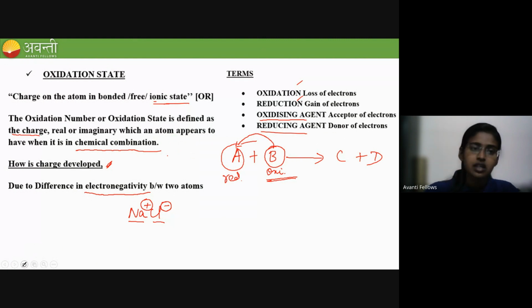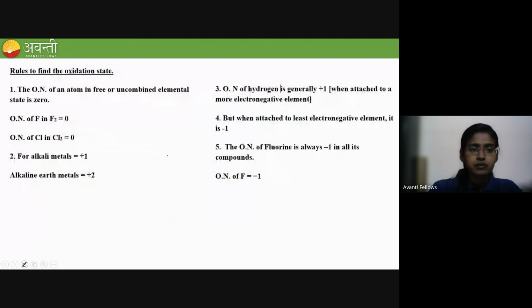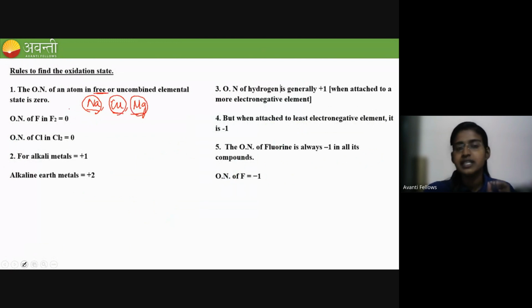Now coming to the rules to find out the oxidation state of an element. Rule number 1: the oxidation number of an element in its free or uncombined elemental state is 0. Suppose I have atoms like sodium, single copper, magnesium. All these elements are present in the free state, not bonded with any other atom. So an element in its free state has an oxidation number of 0.